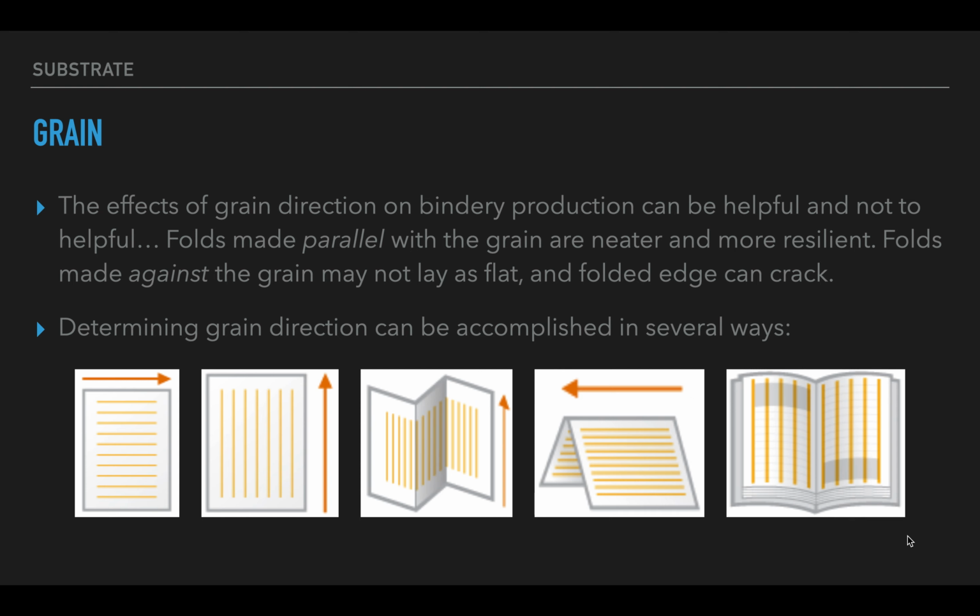Determining grain direction can be accomplished in several ways. If you take a heavy-duty piece of cardstock and fold it in half and you end up with a really broken, jagged fold line, chances are you have folded against the grain. Versus folding a piece of cardstock and getting a nice smooth edge, like most of the greeting cards that you would find. That would mean they designed it to make sure you fold with the grain.